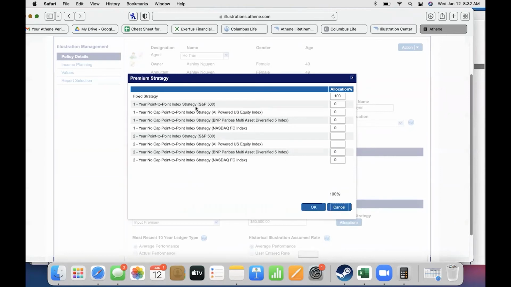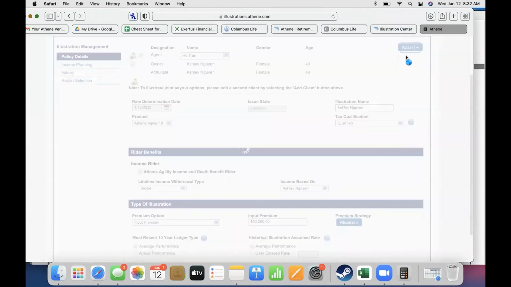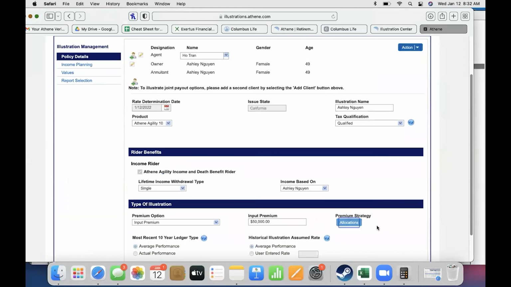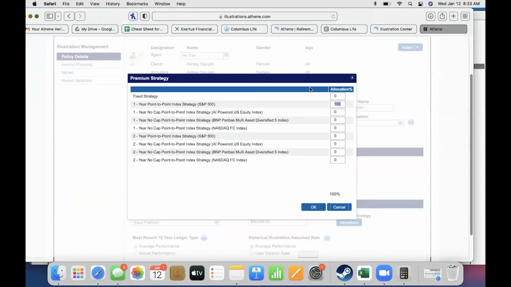100% with S&P 500. Oh, that's fixed rate, right? So let's say we do 100% with the S&P 500. That's the stock market, right? 2%, right? So sometimes stock market's not good, especially in January. Like everything's down now, right? So yeah, let's not do that.